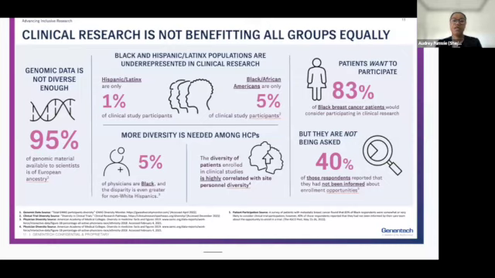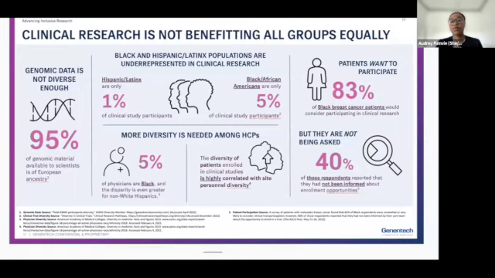And there needs to be more diversity when it comes to HCPs. 5% of physicians are Black, and the disparity is even greater when it comes to non-white Hispanics. And a lot of research has come out to say that the diversity of patients enrolled in clinical research studies is highly correlated with the site personnel diversity. And this can also be seen when it comes to primary care doctors. With more diverse primary care doctors, people who are underrepresented are more likely to get better health outcomes.